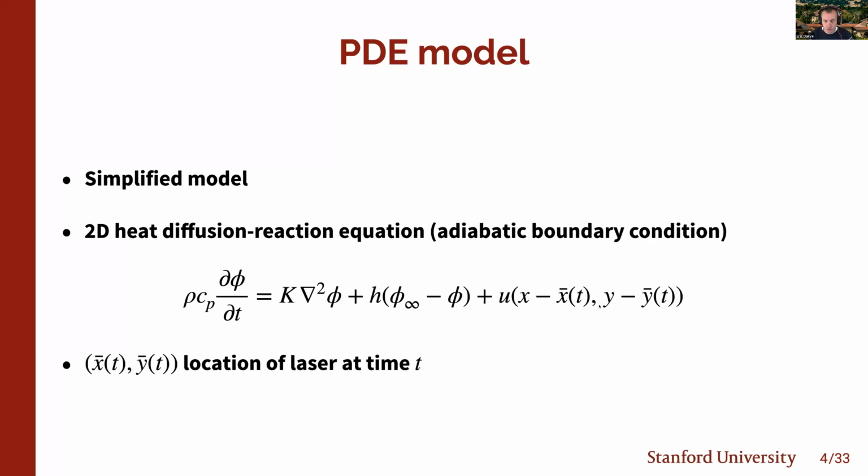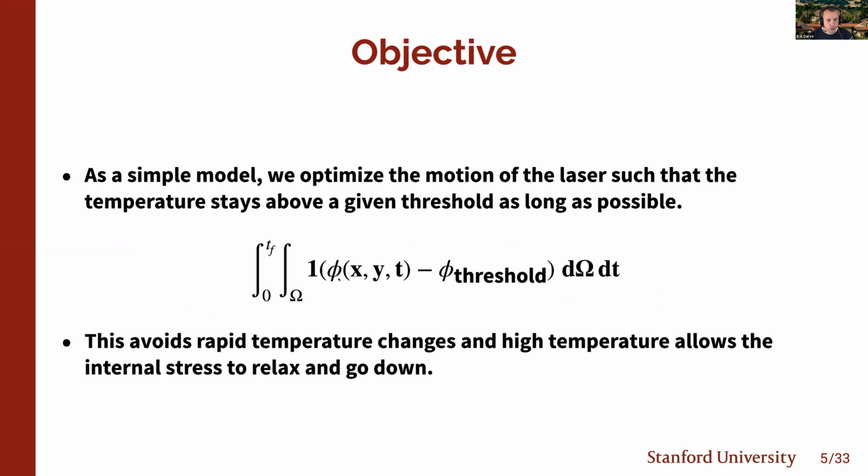And so as you move the laser, so essentially as you move x bar, y bar, you're going to raise the temperature of the metal, and hopefully above the melting point, and then you can start printing your 3D shape.